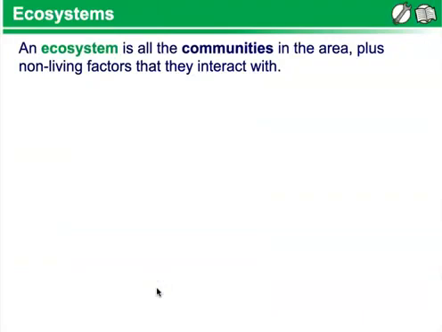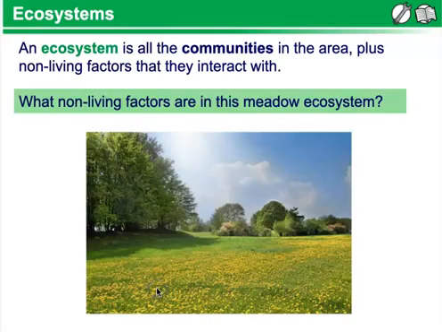Ecosystems. An ecosystem is all the communities in the area, plus any non-living factors that they interact with. So what are some non-living factors that you can see in this image? Some of them may include minerals in the soil, water, sunlight, oxygen, and even carbon dioxide in the atmosphere.